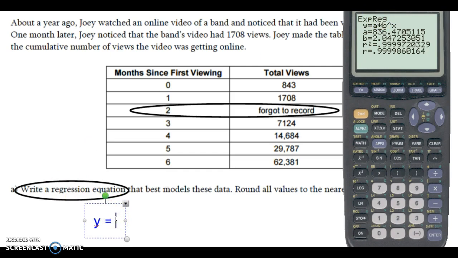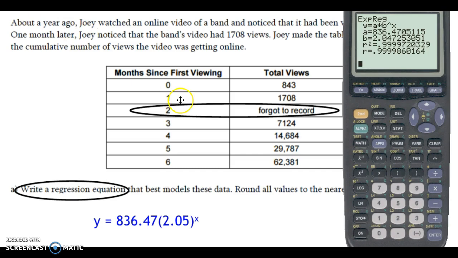It says 836.47 is the A value, and we're rounding to the nearest hundredth because that's what it asked us to do before. So 836.47 is the A value. Now the B value is 2.0472, etc. We're going to call that 2.05 because it's asking us again to round to the nearest hundredth. I actually can do this on my computer drawing program. I can put to the x power just like that. So that equation is an exponential regression equation that best models this data. The model is proven to be a very good model because that number is very, very close to 1.